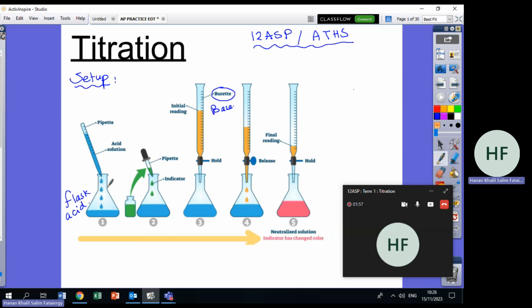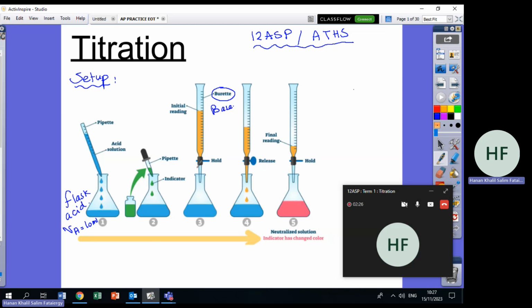Now the procedure is as follows. I have a flask. I put in it a certain volume of acid. I know how much acid I put. So this is the volume of acid. For example, this might be 10 milliliters. After I put my acid here, I will put a few drops of indicator. It is very important. When the color changes, this means I reached the equivalence point. So I put the indicator here together with the acid.